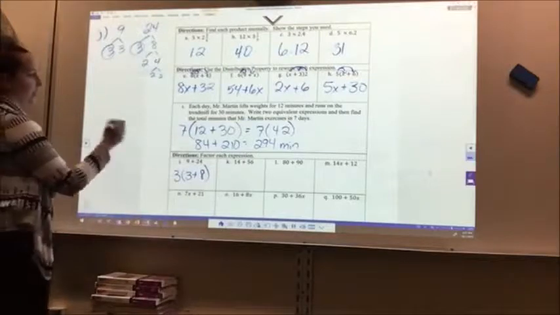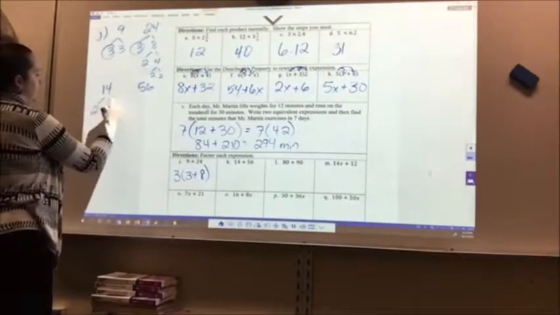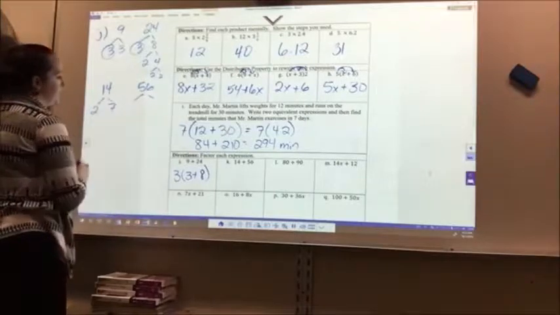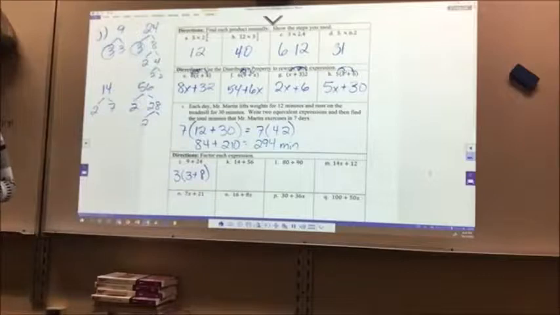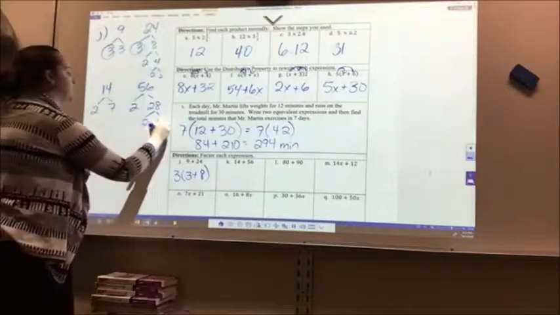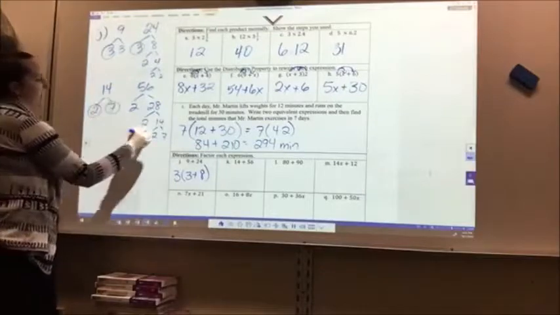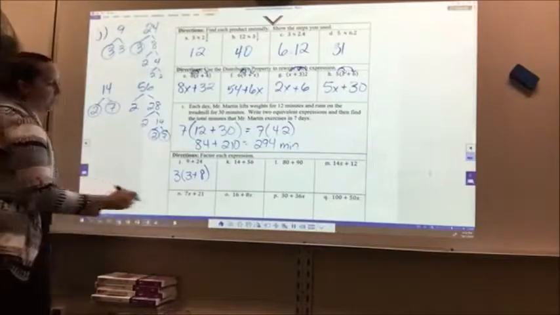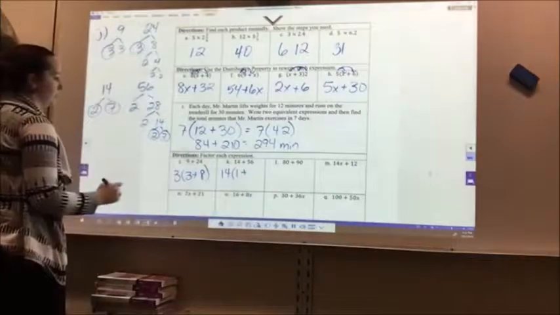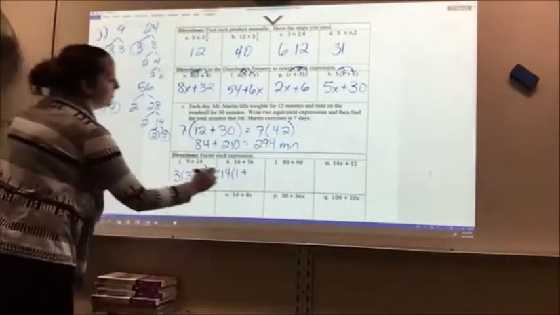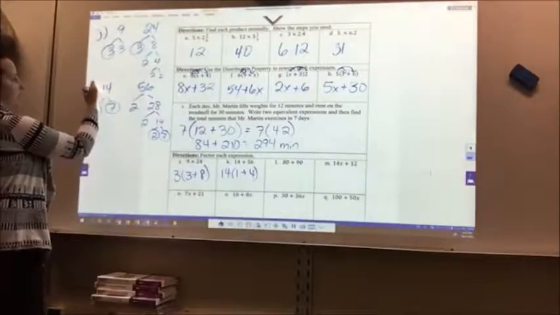For letter K, I have 14 and 56, which is 2 and 7. 56, which is 28, is 2 and 14. 2 and 7, they both have a 2 and a 7 in common, so that's 14, so 14 is on the outside. I have 1 plus 2 times 2, which is 4. That was for K.